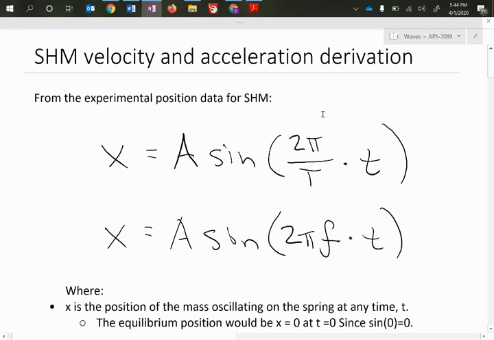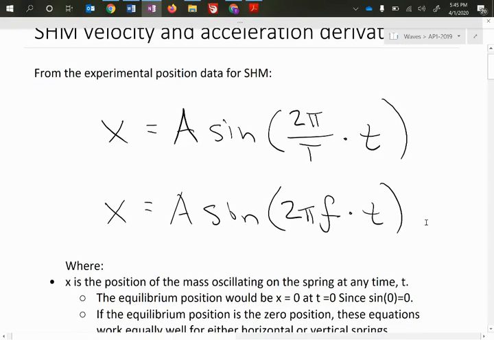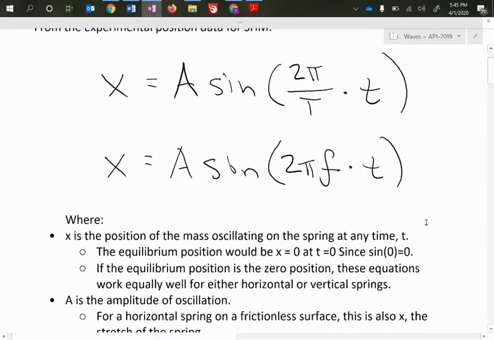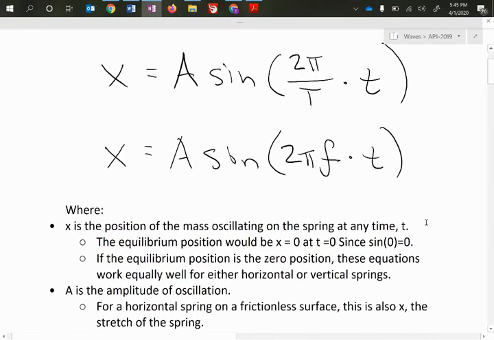So we can recognize here, again, doesn't matter if it's sine or cosine, as long as it's sinusoidal. We have the position of simple harmonic motion at any time t in terms of amplitude and period, and in terms of amplitude and frequency. So some of the things to keep in mind is in that equation, x is the position of the mass at any time t.